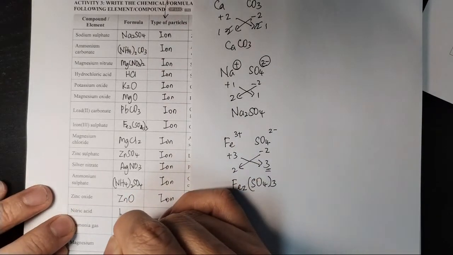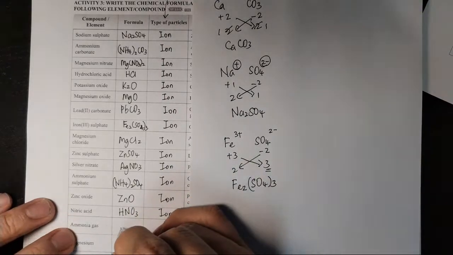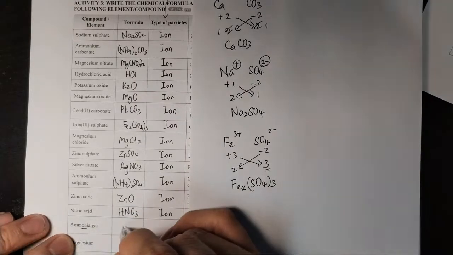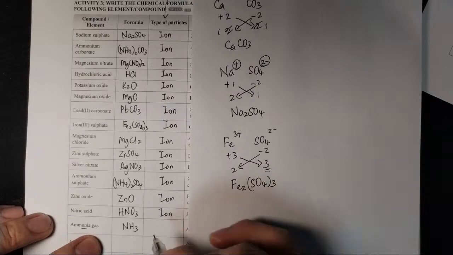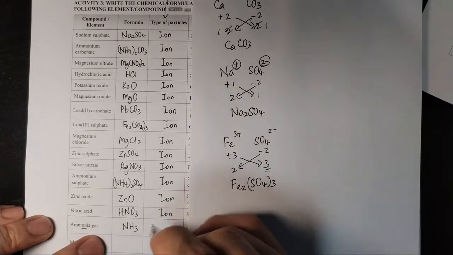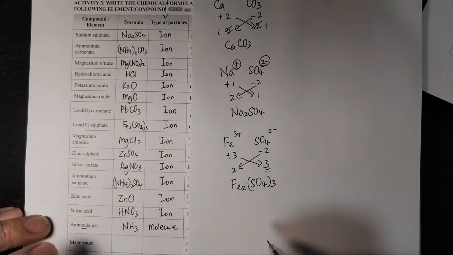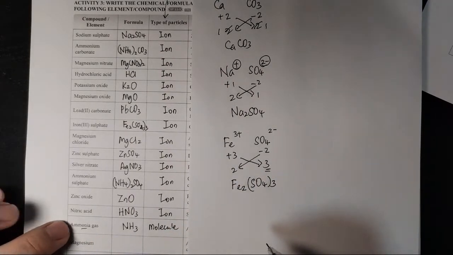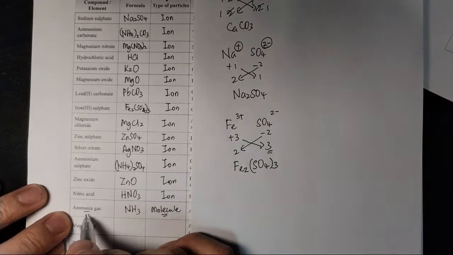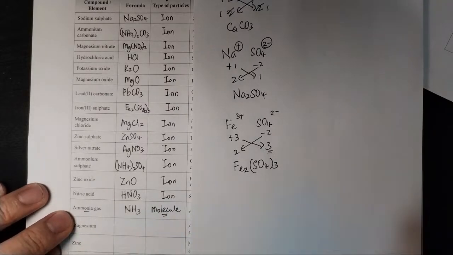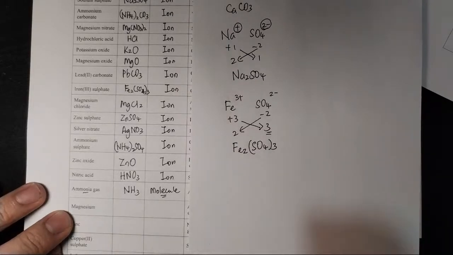Okay, nitric acid, ions. Ammonia gas. Ammonia gas is NH3. Remember, this one is not ions. It is molecules. We will learn this in chapter 5 under covalent compounds. It means that inside there are no ions. It is neutral atoms combined together.